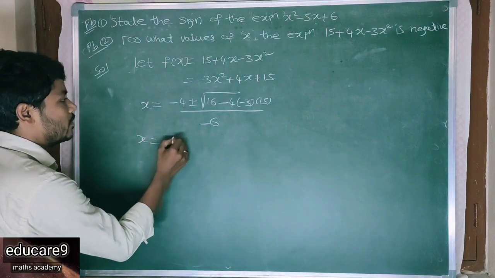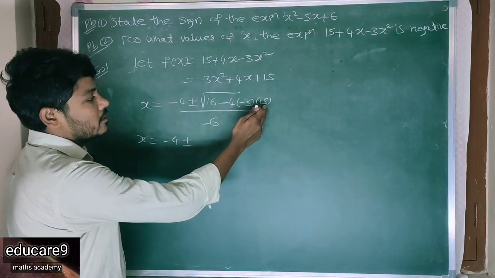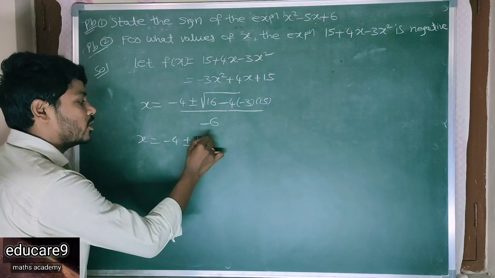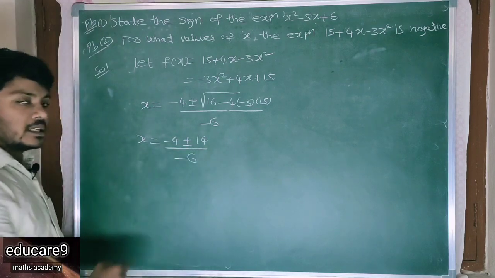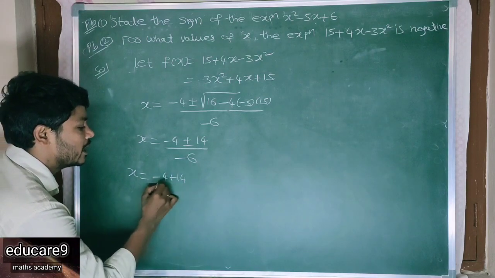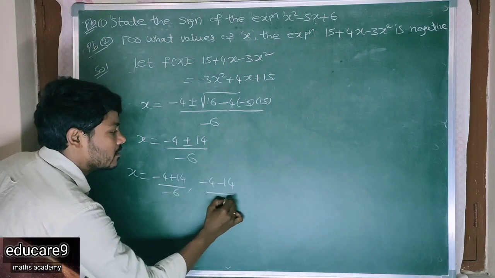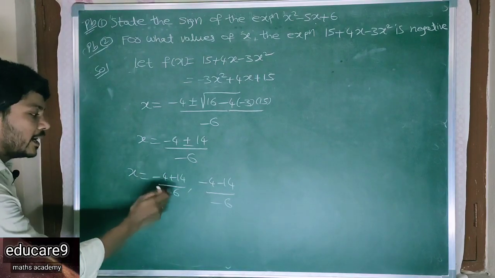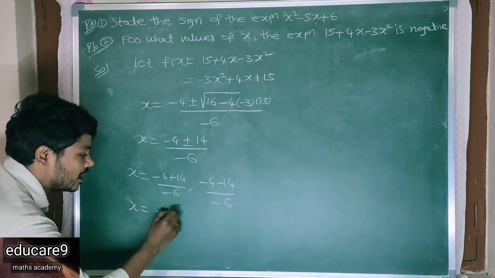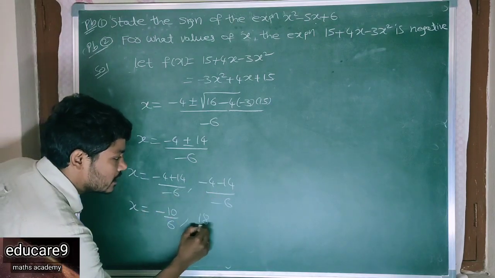Now x is equal to minus 4 plus or minus square root of 60 into 3, 180 plus 16, 196, that is 14. So divided by minus 6. Therefore the x values are minus 4 plus 14 by minus 6, comma, minus 4 minus 14 by minus 6. So 14 minus 4 by 6, that is minus 10 by 6, and this is 18 by 6.